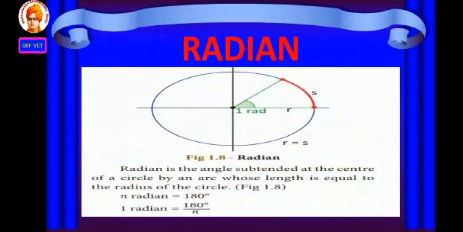The next, radian. Radian is the angle subtended at the center of a circle by an arc whose length is equal to the radius of the circle. Pi radian is equal to 180 degree. So 1 radian is equal to 180 divided by pi.